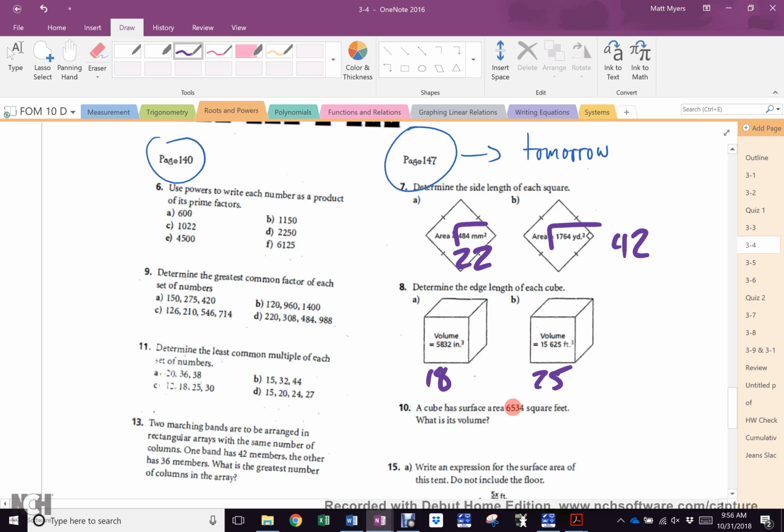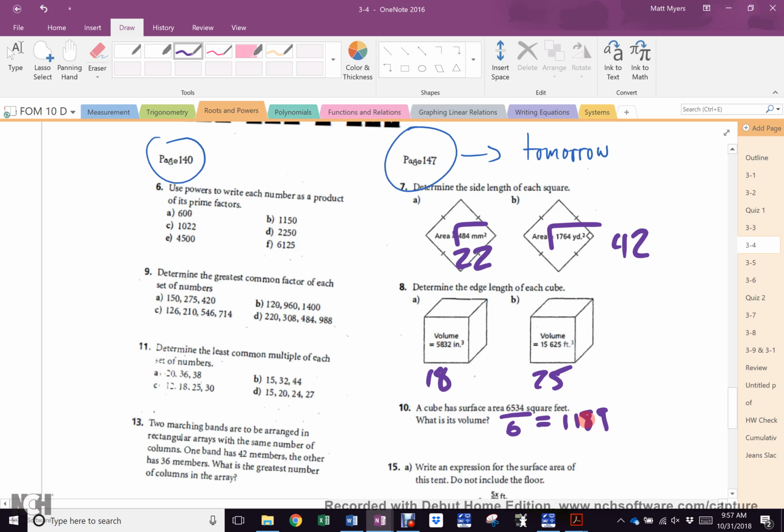Cube has this surface area, so what's the volume? If that's the surface area, how do I tell how big one side is? What do I have to do to that number? Cube root. No. Square root. No. Surface area is that. How many surfaces are on a cube? 6. So I divide by 6 to get what number? 1,189? Okay, that's fine. And then that's the area of one face.